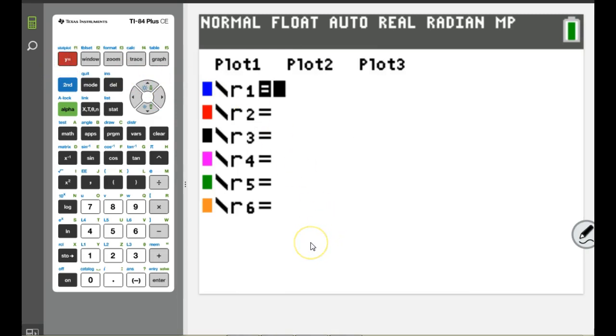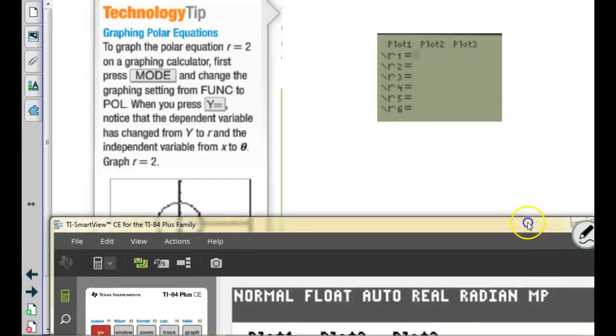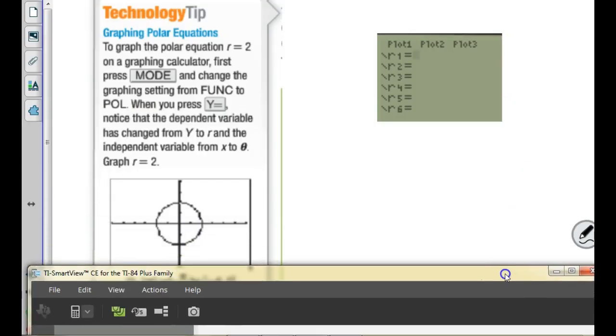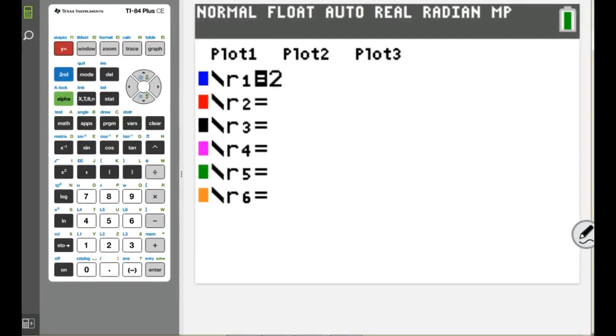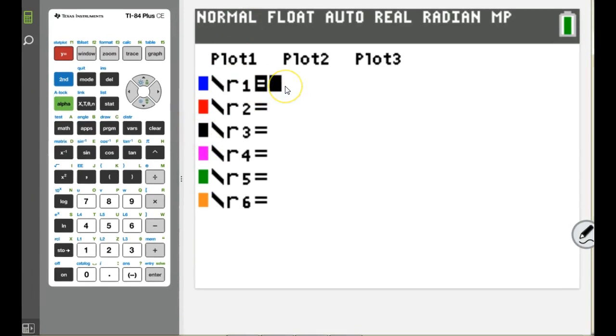What happened? It now says r equals, right? Everybody's good? Make sure you don't have a plot on the top. Okay, make sure you don't have a plot on up here. And then the question that we're doing on the notes is just what is r equals 2, I think. This is the example right here. It says to graph r equals 2. So just put a 2.